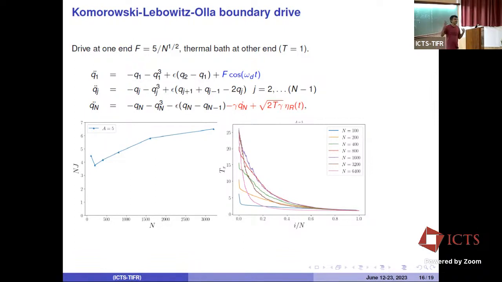Naively, what would one expect? If you are driving at one end, but now there's no dissipation, one question is, do you still get the breather mode? It's not clear. Of course, you can also ask what happens if you didn't have this scaling.